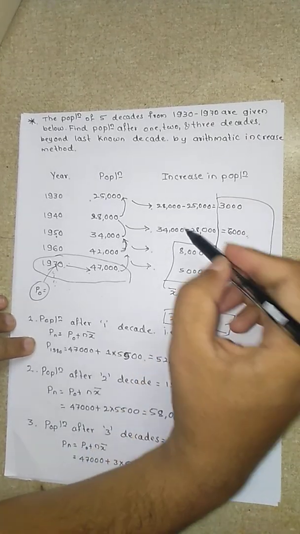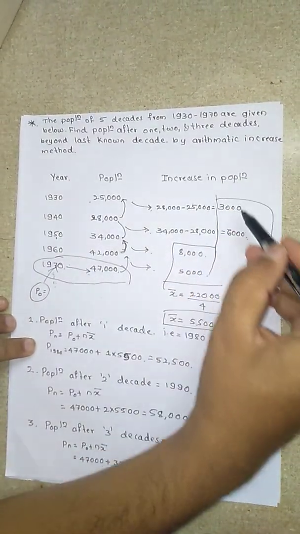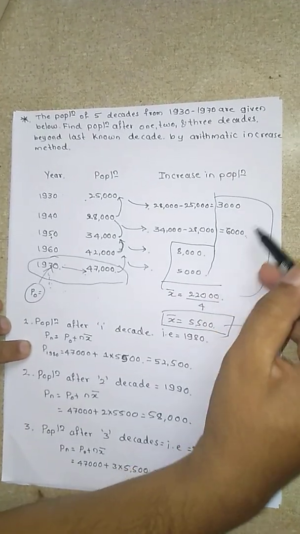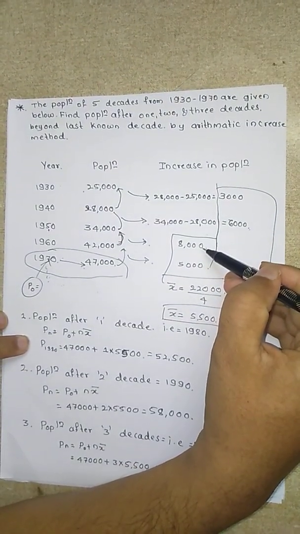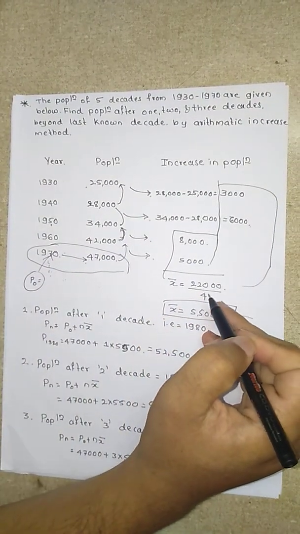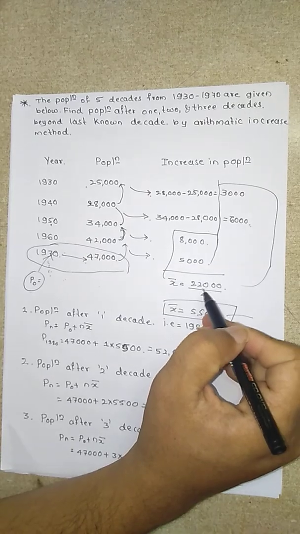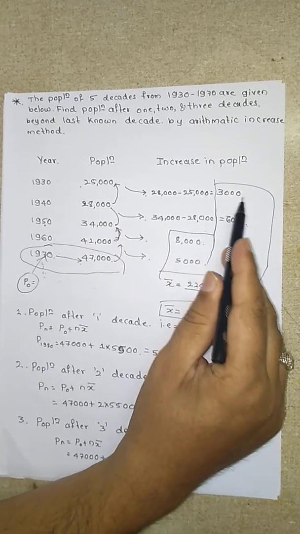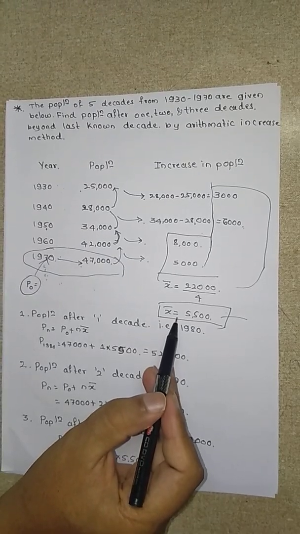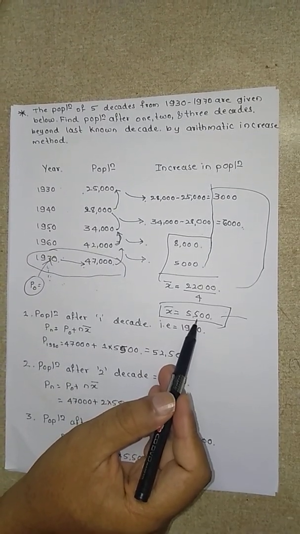I will repeat this. The increases in population are 3,000, 6,000, 8,000, 5,000. 3 plus 6 is 9, 9 plus 8 is 17, 17 plus 5 is 22. So 22,000 divided by 4. Why divided by 4? 1, 2, 3, 4. So we have got X bar as 5,500.